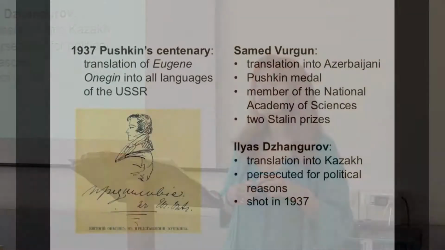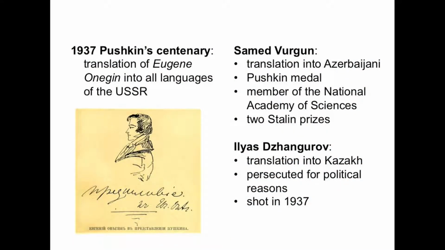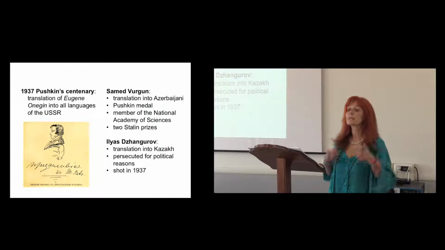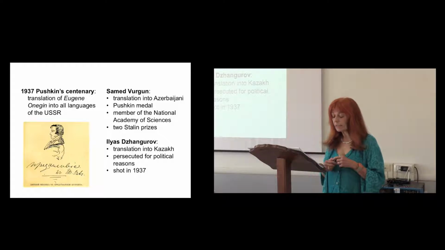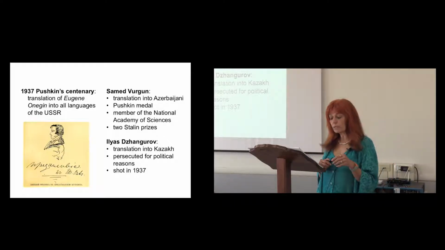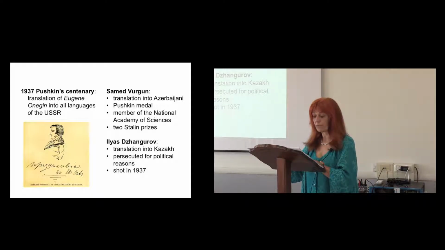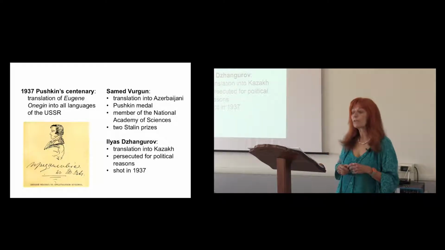So why translation history has a bearing in translation studies and which forces are at its basis can be seen in the following example. In 1937, the Soviet Union celebrated Pushkin's centennial by translating his poem Eugene Onegin into all languages of the USSR. Samet Vurgun, who translated the poem into the Azerbaijani language, was awarded with the Pushkin Medal and later became a member of the National Academy of Sciences. He received two Stalin prizes, etc. While his Kazakh colleague, Ilyash Changurov, was persecuted for political reasons and was shot in 1937.